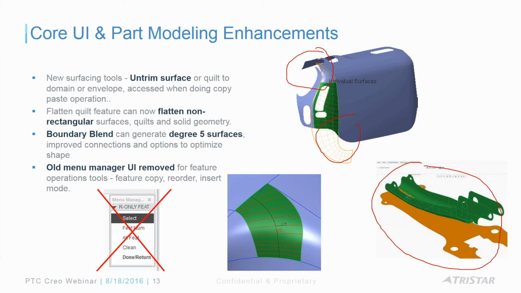Next, also boundary blend. The boundary blend tool has been enhanced to generate higher quality degree 5 surface, and this tool also has improved connection and continuity. There's no more menu manager for the copy, reorder, insert mode features. It went to the dashboard or ribbon group and the operation group in the ribbon.